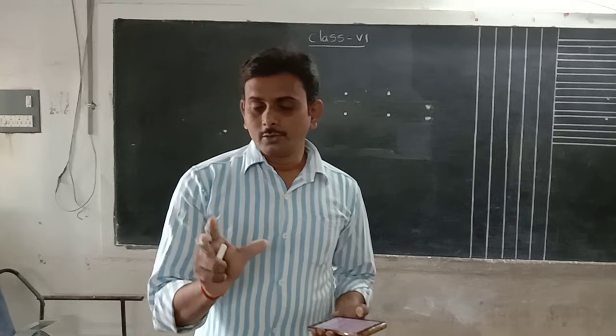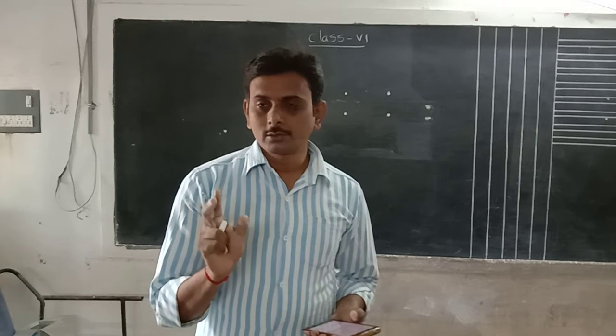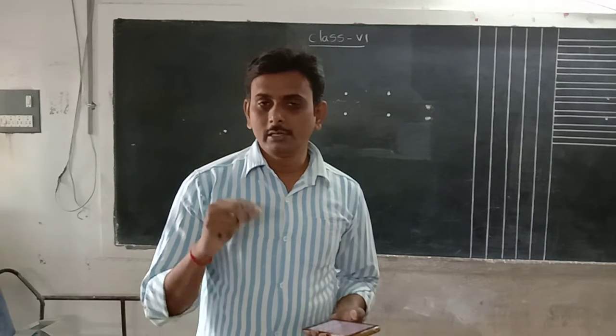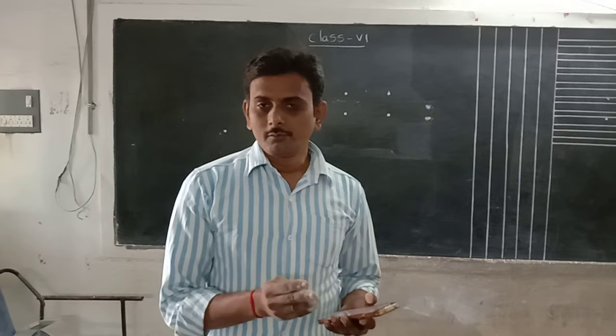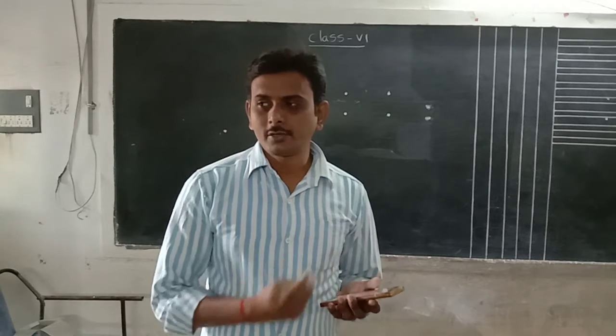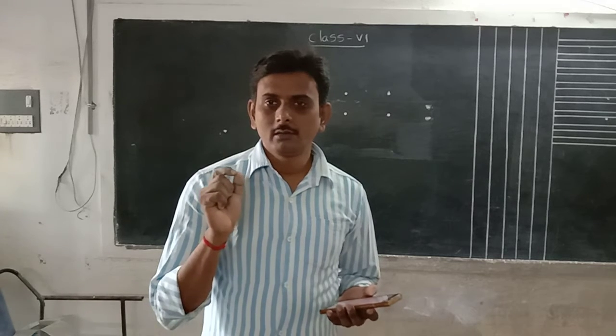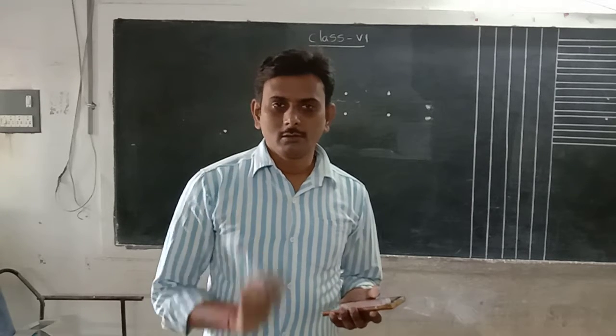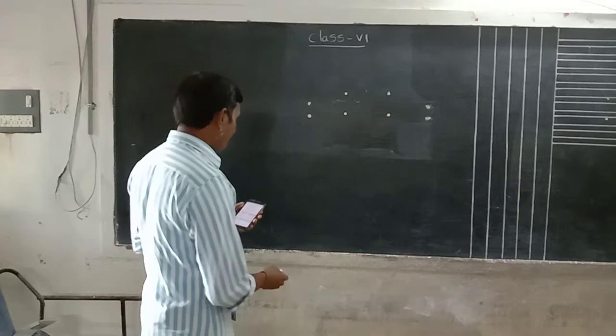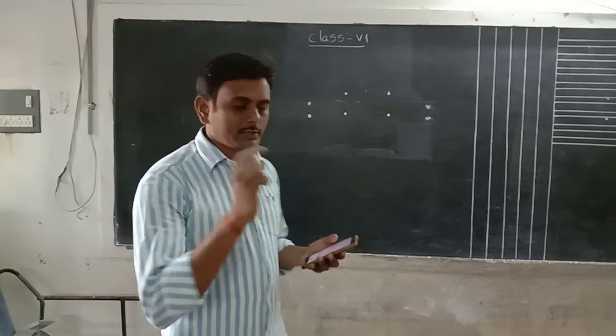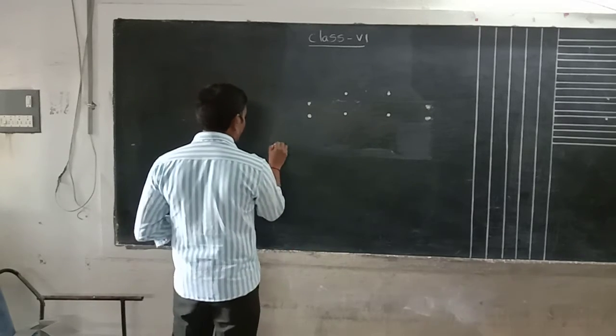Whenever a number is given to you, we have to use commas after every three digits. Where do you have to start? From the right side onwards you have to start, and separate it or use the comma. For example, I give you one number like this.